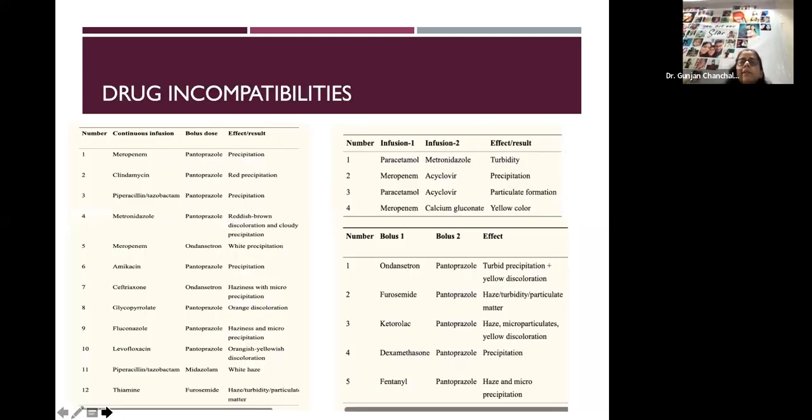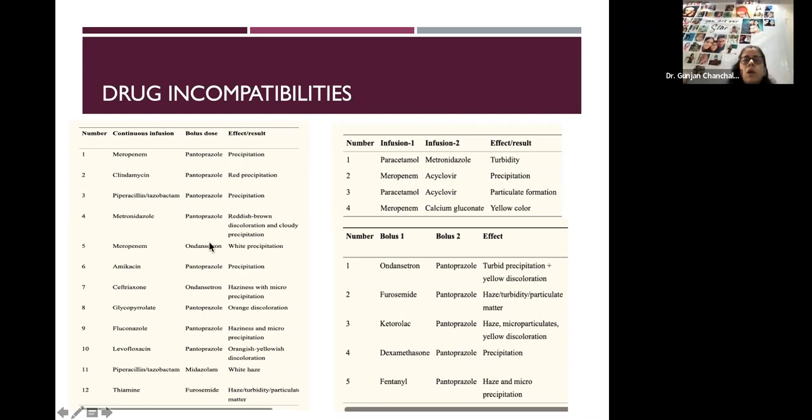What is more surprising is the incompatibilities given in this slide. If you see, most of these drugs are incompatible with pantoprazole. Pantoprazole is so commonly used in the ICU that we do not think twice before co-administering it with any other drug. But it interacts with many antibiotics: meropenem, clindamycin, piperacillin-tazobactam, metronidazole, amikacin, fluconazole, levofloxacin. It is very surprising that we so subconsciously give pantoprazole to every patient, and we do not give a second thought to the fact that they are incompatible when co-administered through the same IV line.